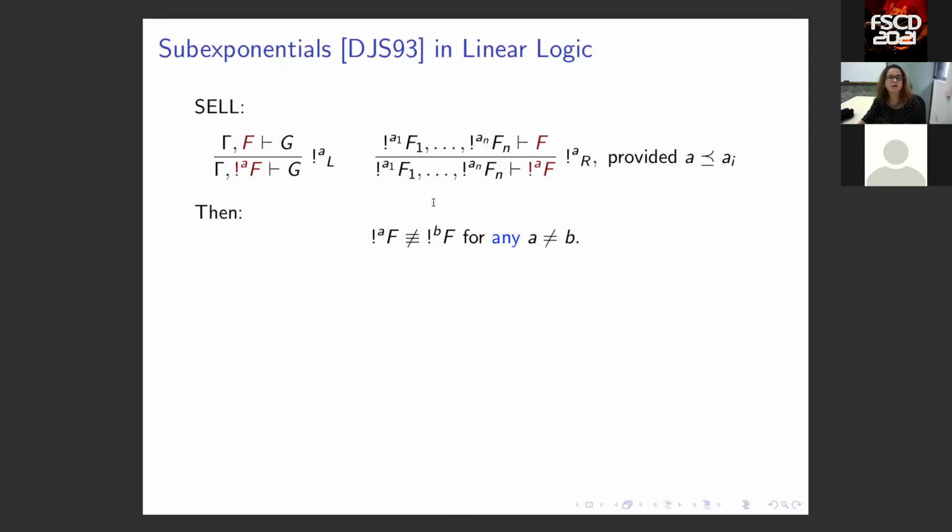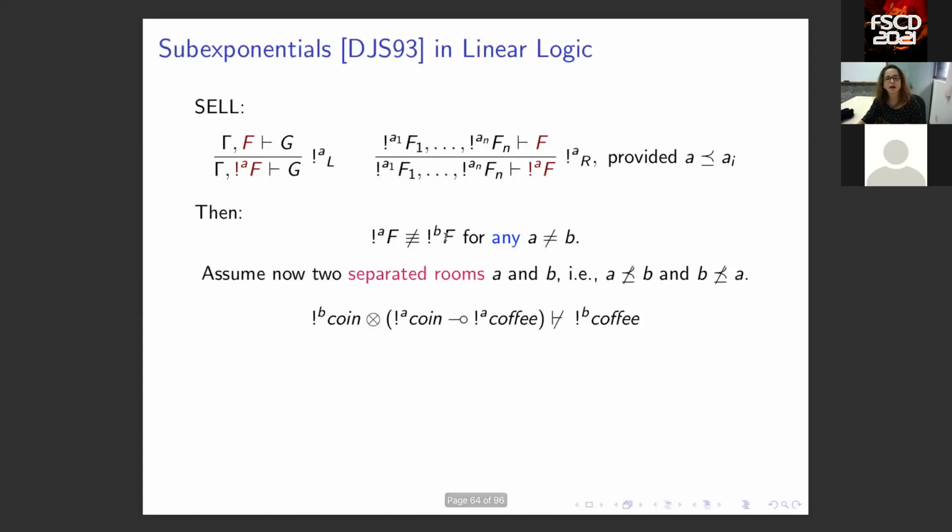So the good thing is that now, if you have bang a and bang b, the same formula marked with these modalities, then one is not going to prove the other, okay? If they're different, then one is not provable from the other. They're not equivalent anymore. So you may have as many subexponentials as you want, and they are going to be really different modalities, let's say. So now we can talk about coffee, coffee machine, and coins being in different rooms. So if you have a coin in one room and you have the coffee machine in another room, then you're not going to have a coffee, okay?